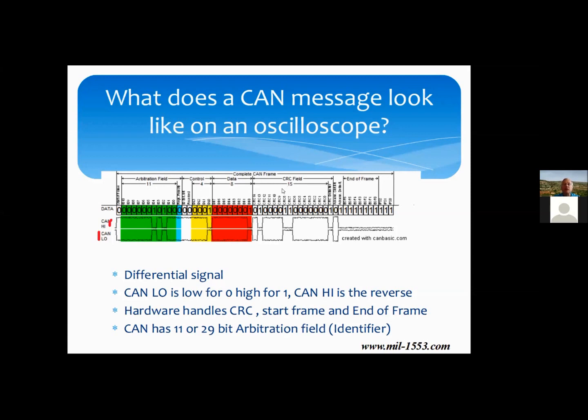Then you've got a CRC, which the hardware handles. The software doesn't know about it. But the CRC is generated by the hardware and it's read by the hardware so that if there's an error in the data, we know about it. And then you've got some bits that tell you that you're done. This is now the end of the frame.